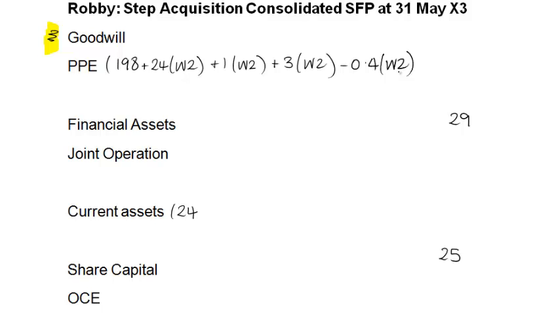Note C. Note C is something to do with the joint operation, and if you can't remember what to do with joint operations, you do absolutely nothing. You just leave it in at the figure of 6.